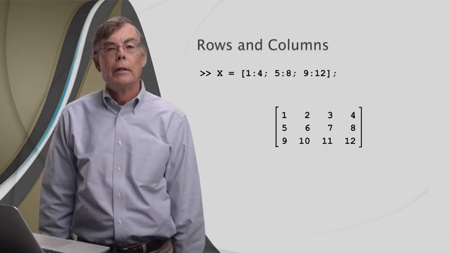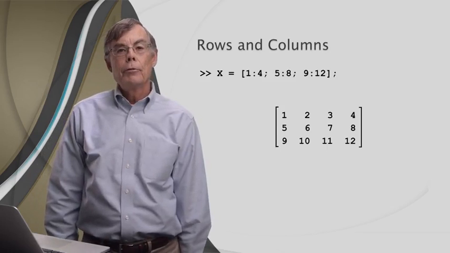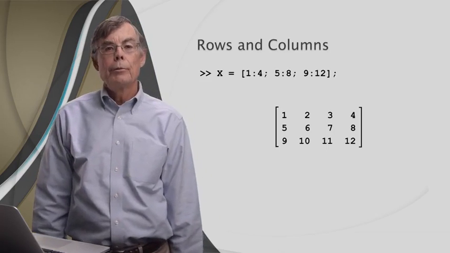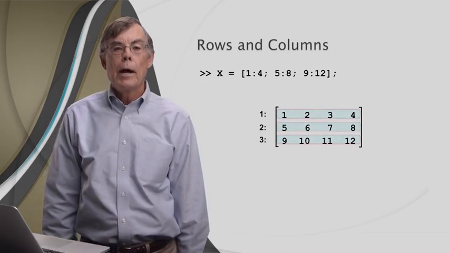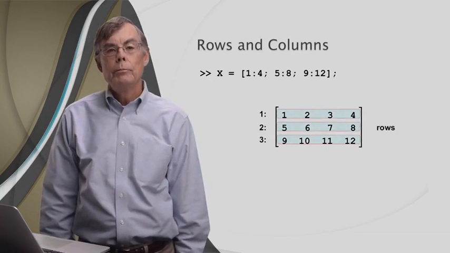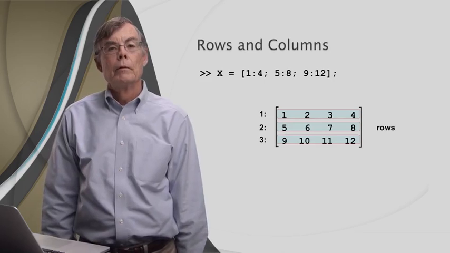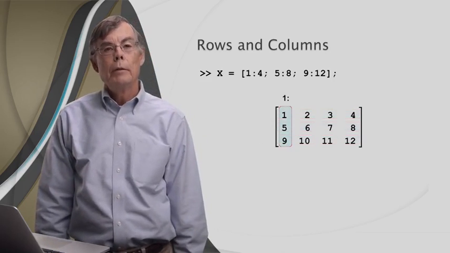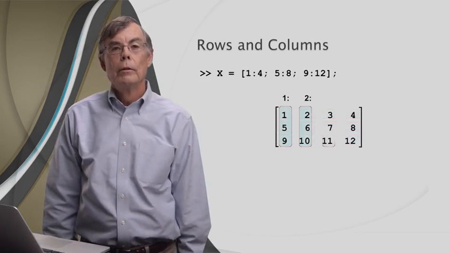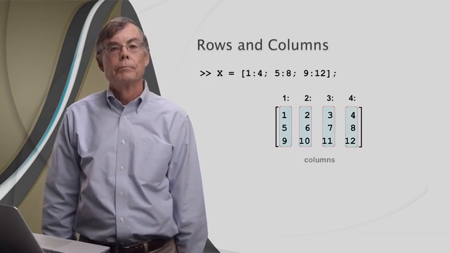And here it is. As you can see, its dimensions are 3 by 4, meaning that it has 3 rows and 4 columns. And they're numbered from top to bottom: 1, 2, 3. And the columns are numbered too: 1, 2, 3, 4, from left to right.